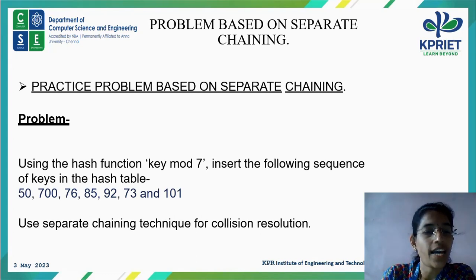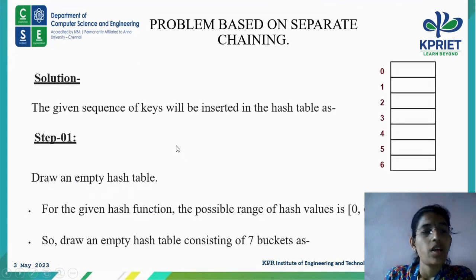So using the hash function, the problems are using the hash function. Here the function is given. So what is the function? Key mod by 7. This is my simple hash function. Insert the following 7 elements. We must insert the 7 elements into the hash table by using the function key mod 7. Now we go to the solution.